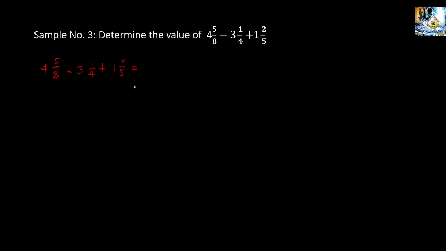What will happen? Combine all the whole numbers and what? Okay, so that's correct. So we need to 4 minus 3 plus 1. Sign here and a plus, then the fractions 5/8 minus the 1/4 and 2/5. Continue with the process. So here we have 1 plus we have 2 plus here we need to find what?